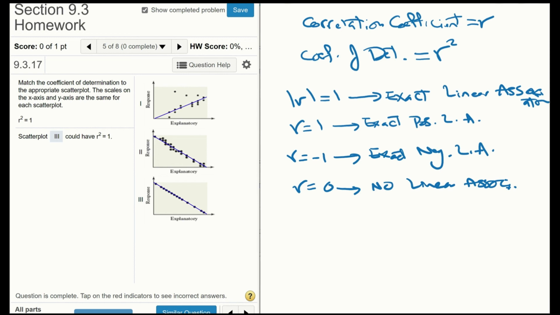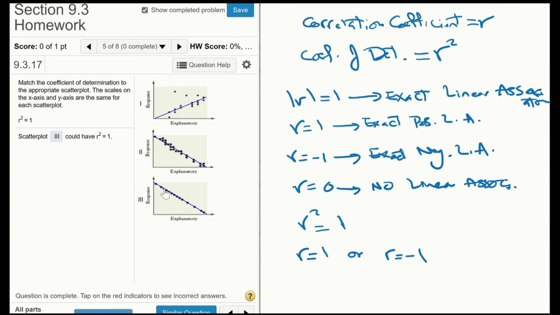So here we have R squared equals 1. Now, if you think about it, how can R squared be 1? That can only happen if R is either 1 or R is -1, right? In other words, you're going to be looking for an exact linear association. So these two are clearly not exact linear associations. So this would be the one where you would want to pick.